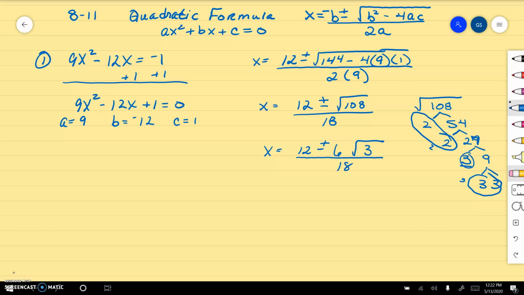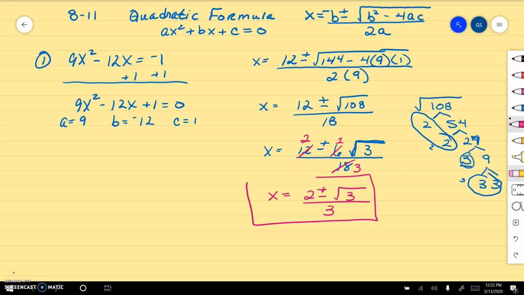Now we have to look at our 3 numbers here, the 12, the 6, which is the outside number for the radical, and 18. All of those are divisible by 6. So if I divide 12 by 6, I get a 2. If I divide 6 by 6, I get a 1. And if I divide 18 by 6, I get a 3. So this is what comes down. X equals 2 plus or minus, we don't have to write the 1 there, the square root of 3 all over 3. That's your final answer.